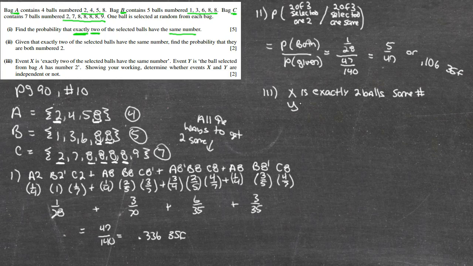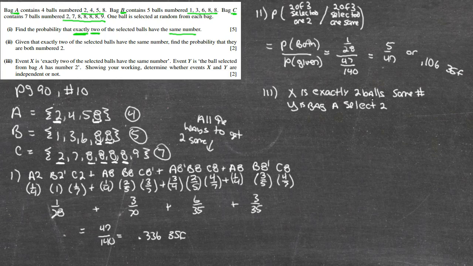And then Y is exactly pulling the bag from A and getting the number 2. So if I pull a ball from A, what's the probability that it's going to be a 2?